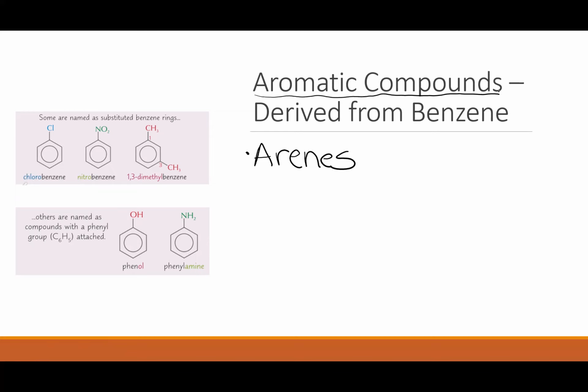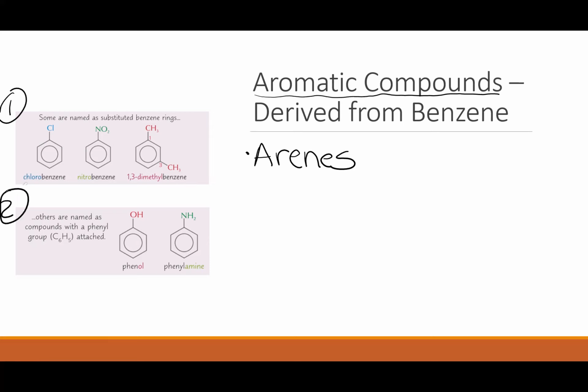So here are some examples. Some are named as substituted benzene rings. So for example, this one, we've added a chlorine to our benzene ring, so it would be chlorobenzene. Added a nitro group, so we've got nitrobenzene. And then our final one, we've got two methyl groups added. We count the carbons that they're on, so we've got 1,3-dimethylbenzene. So that is one way of naming arenes, as substituted benzene rings.